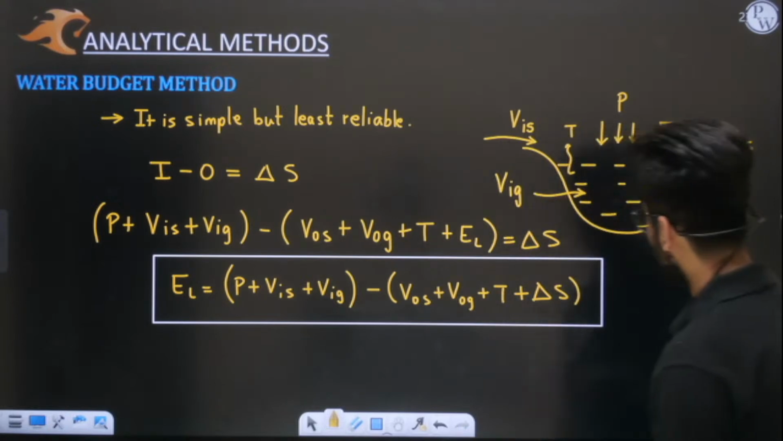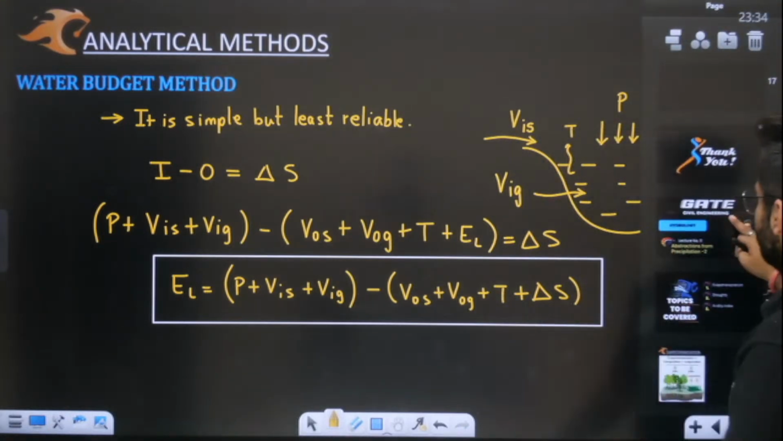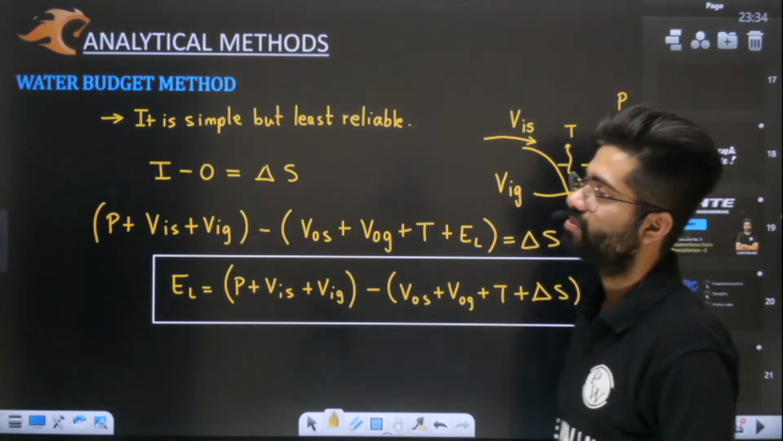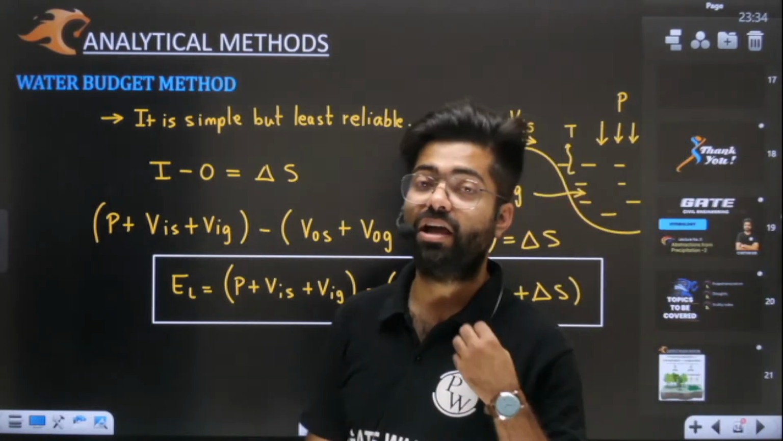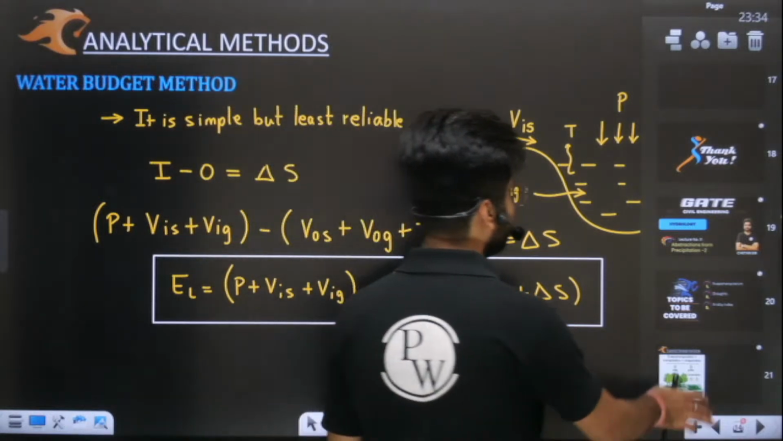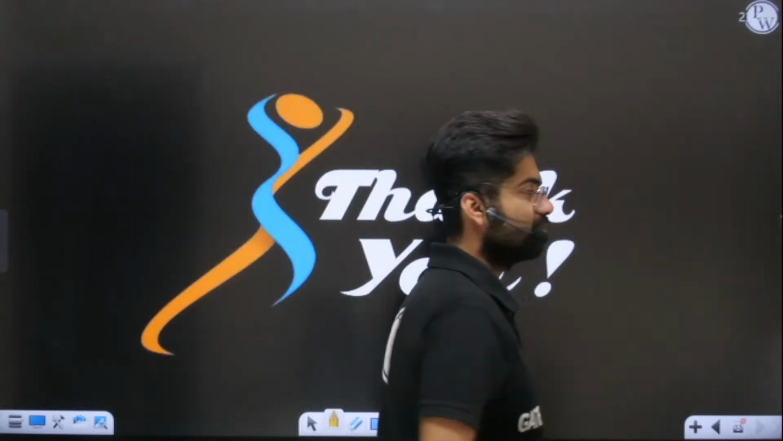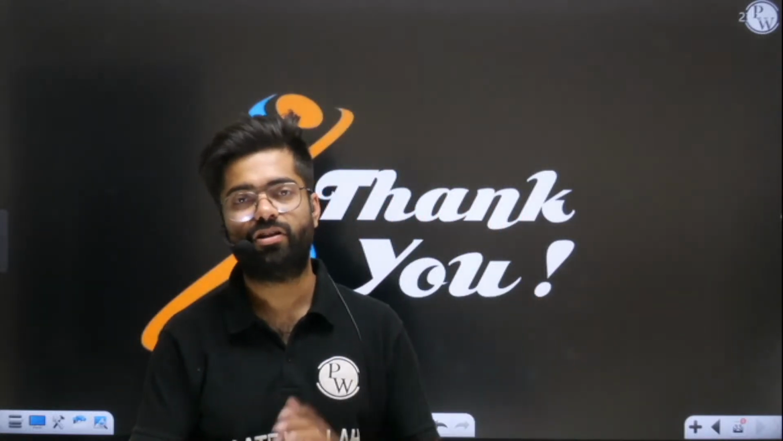Now we'll continue tomorrow. In tomorrow's class, basically, we will discuss evapotranspiration. What is evapotranspiration? What are droughts? Aridity index. We have different topics tomorrow, so we'll discuss them in tomorrow's class. I hope you have enjoyed today's class and you have understood the concept today. Tomorrow's class will be basically focusing on evapotranspiration.